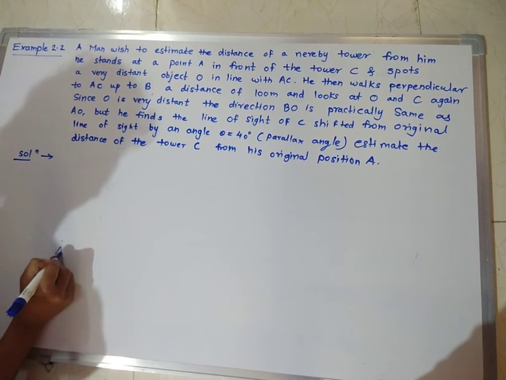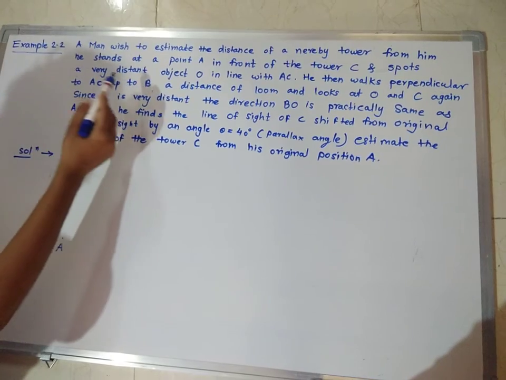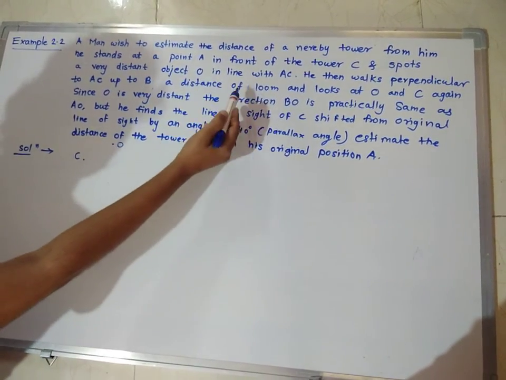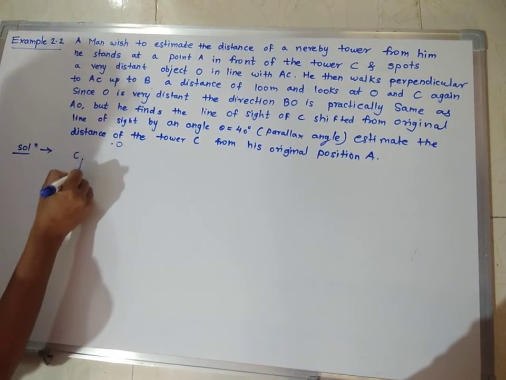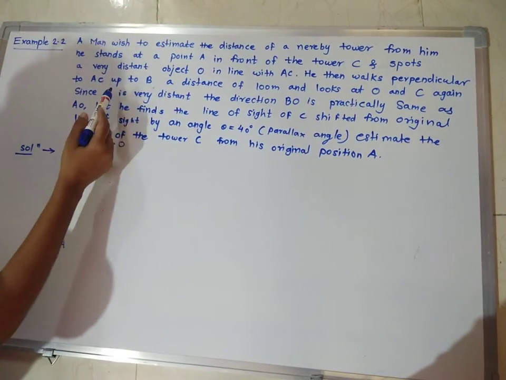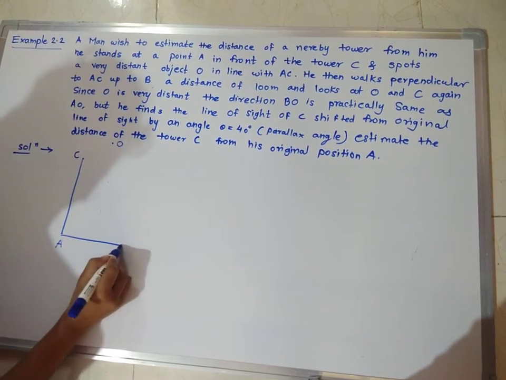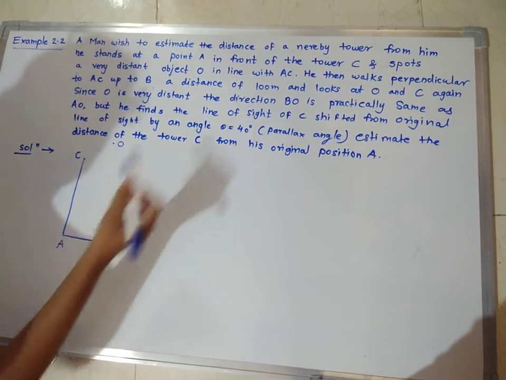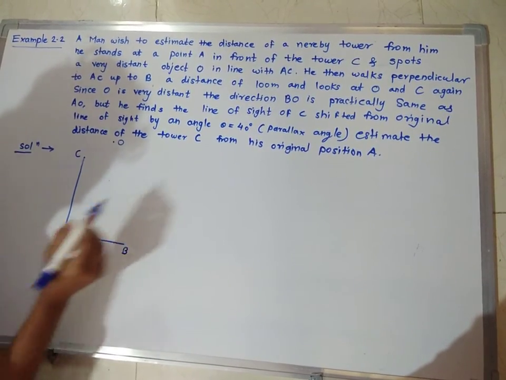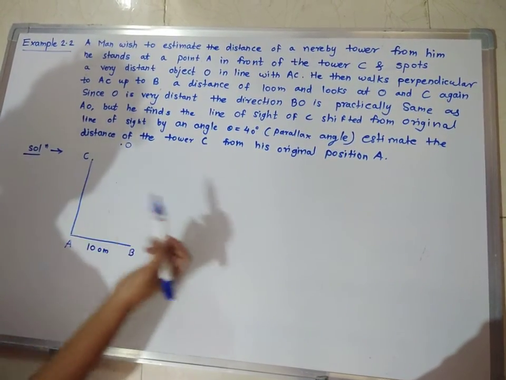The point A is here in front of tower C, and he spots a very distant object O. The object O is supposed to be in line with AC. He then walks perpendicular to AC up to B, a distance of 100 meter. This is point B, and the distance between them is 100 meter. And he looks at O and C.